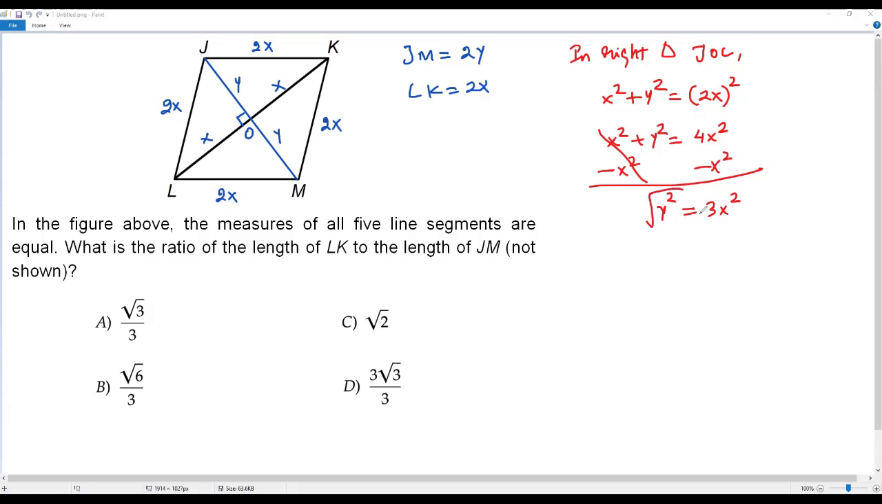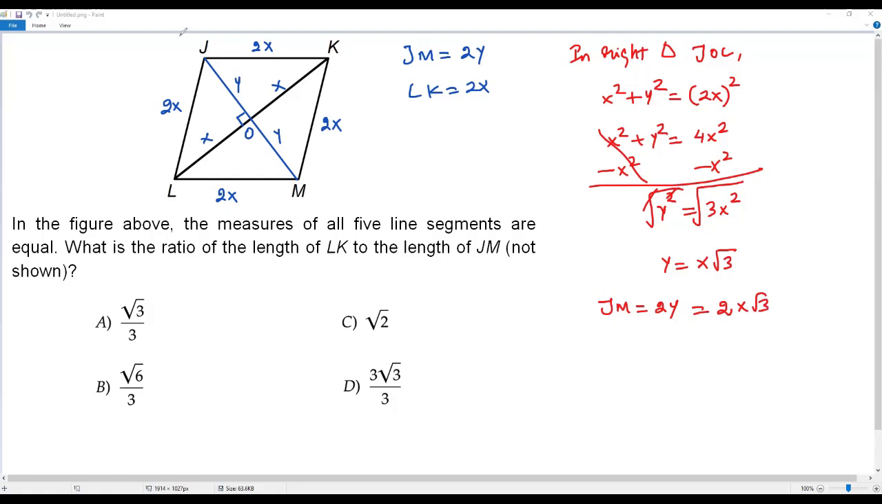Then I take the square root on both sides to get rid of the square on y. So the square root and square will cancel out. Then I'm getting y equals, okay, 3 is not a perfect square, so it will remain the same inside the square root. But if you take the square root of x squared, it will come out as x. So then y equals x times the square root of 3. Okay, now I got the value of y. So then JM equals, already we know, 2y. That means 2 times, for y we can plug in x times the square root of 3.